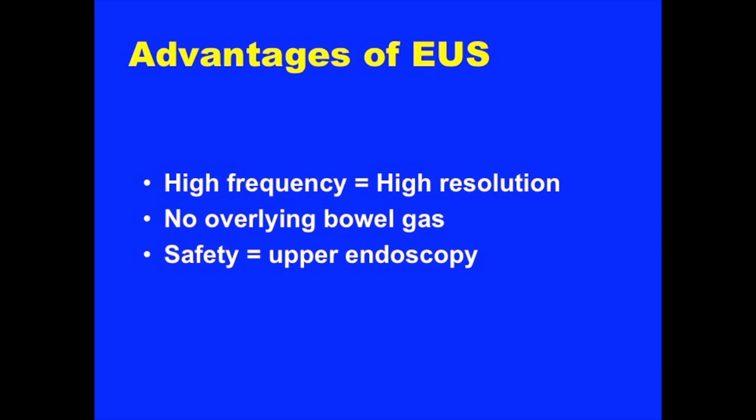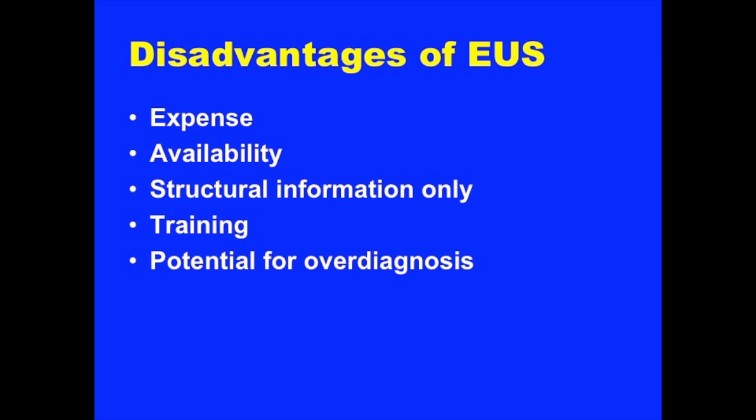The advantages of EUS are that it is high frequency and high resolution. There's no overlying bowel gas. The patients usually are not moving because they're sedated, and the safety is equivalent to that of an upper endoscopy. The disadvantages are expense, unless you see the current CPT codes, and then that's less of a problem beginning in 2014. The availability is variable across the nation.